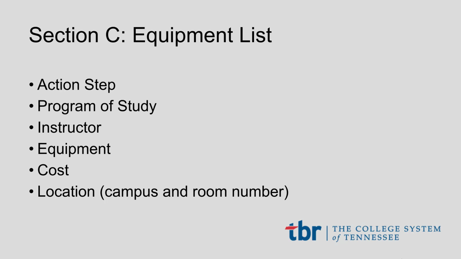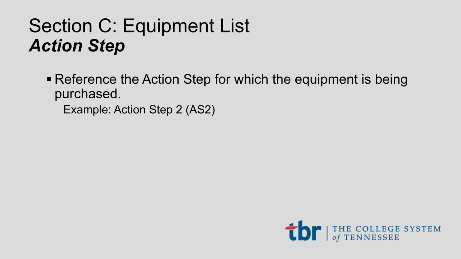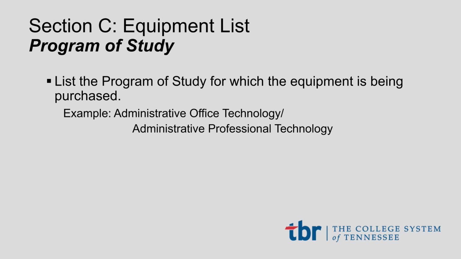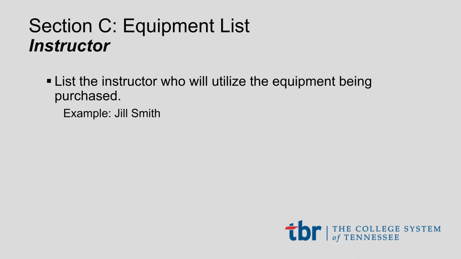Within Section C, Equipment List, the following items must be included: action step, program of study, instructor, equipment, cost, and location. Now we'll take a closer look at each item. Action step. Reference the action step for which the equipment is being purchased. Program of study. List the program of study for which the equipment is being purchased. Instructor. List the instructor who will utilize the equipment being purchased.